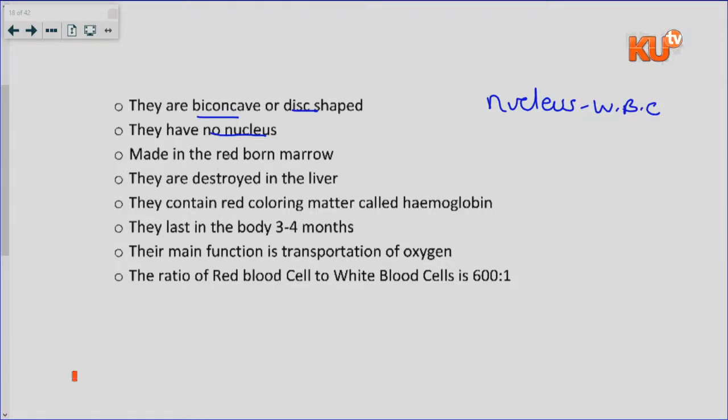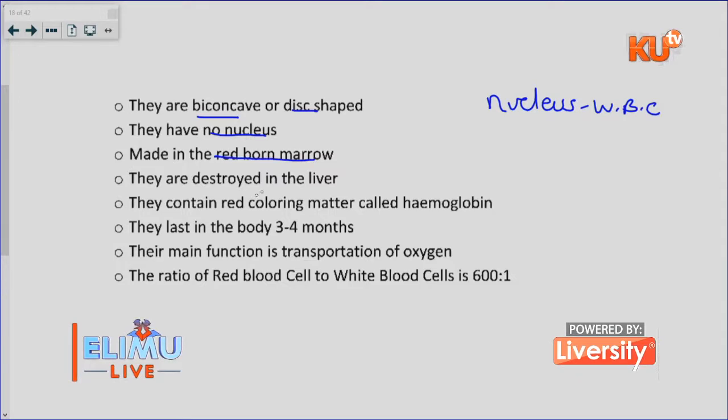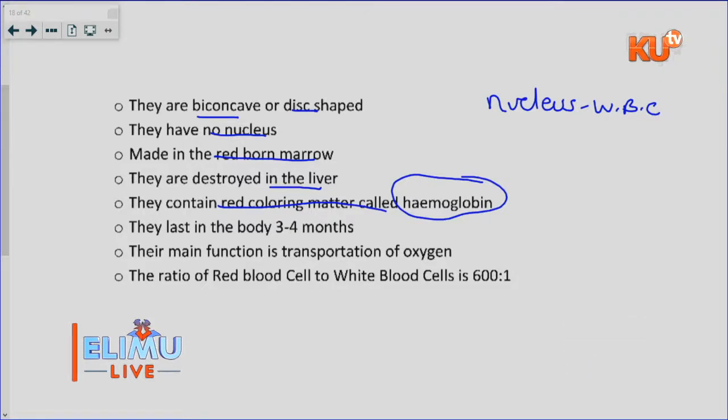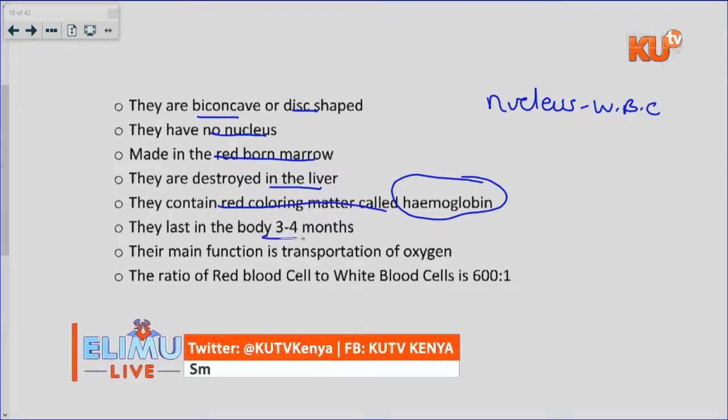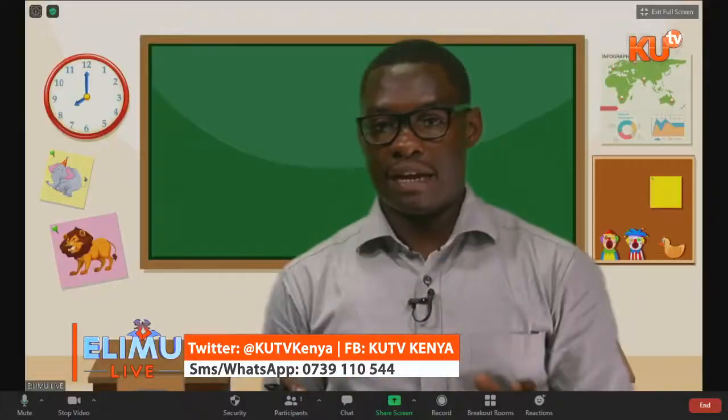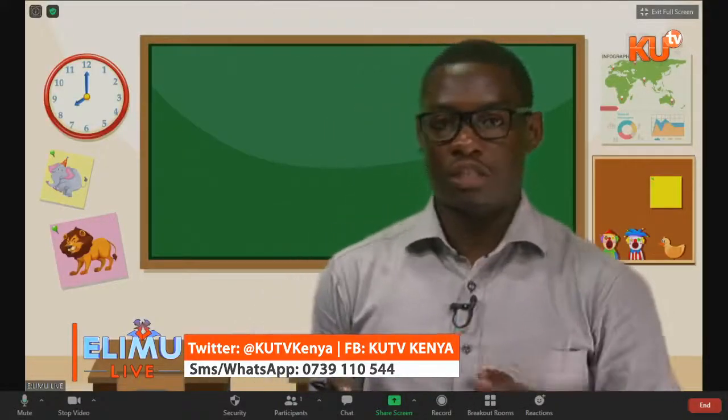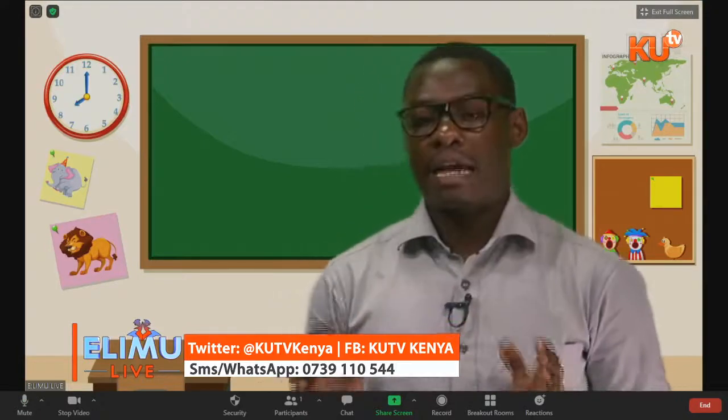They are made in the red bone marrow and destroyed in the liver. They contain the red coloring matter called hemoglobin. The red coloring matter is called hemoglobin. Don't say chlorophyll. Chlorophyll is the green coloring matter in plants. The red coloring matter in blood is called hemoglobin. They last in the body 3 to 4 months, and their main function is transportation of oxygen. Remember, we said that plasma does not transport oxygen, but it transports carbon dioxide.